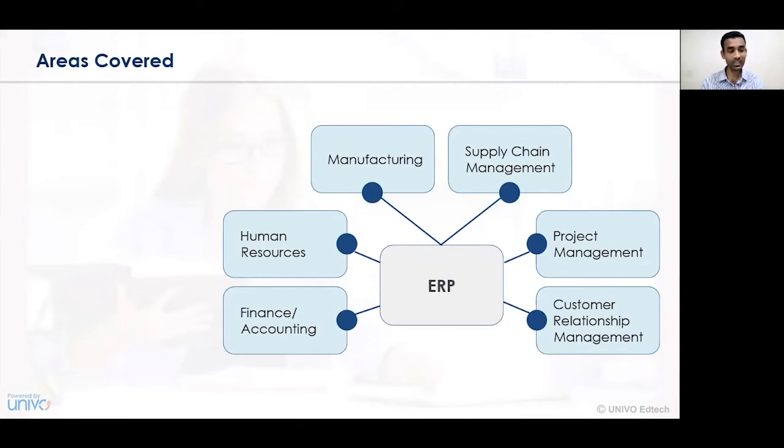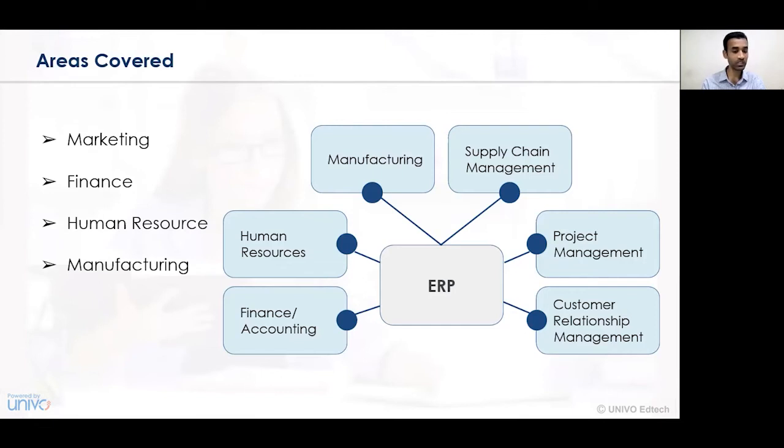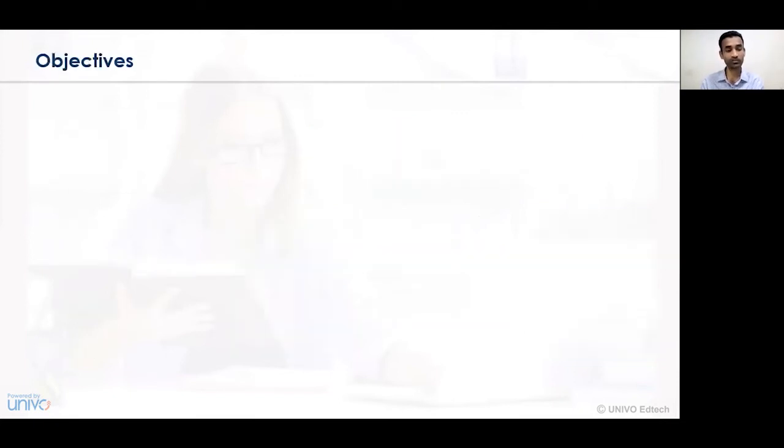As per the departmental perspectives, it may be the marketing department, the finance department, the human resource department, the manufacturing department, that is production or operations, and lastly, supply chain management along with project management. So these are the various areas or departments covered by enterprise resource planning, and every resource and activity that is required can be better controlled with the help of an effective ERP software. Now let's understand what the various objectives of an ERP system are.